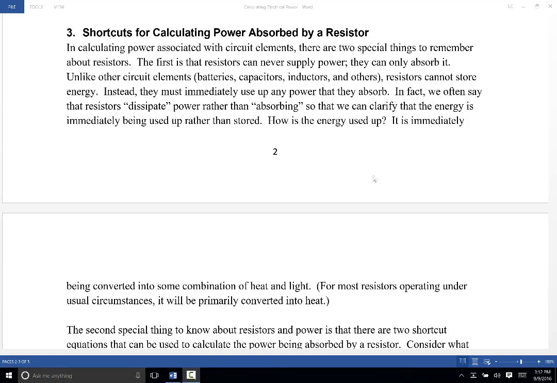So we've now seen the one true equation that can be used to calculate the power associated with any circuit element. That's the voltage multiplied by the current. But there are some shortcuts, and in particular, there are a couple of very nice shortcuts associated with resistors.